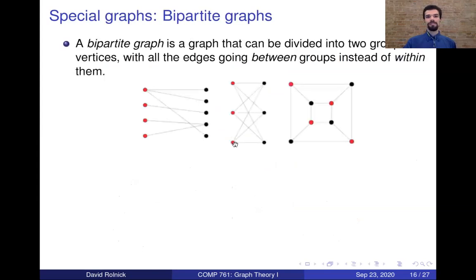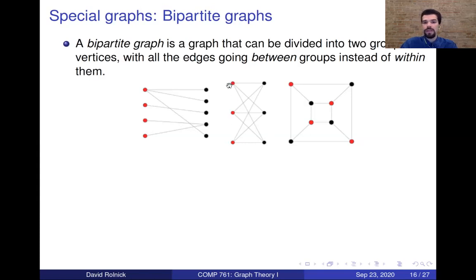Bipartite graphs. A bipartite graph is a graph that can be divided into 2 groups of vertices, with all the edges going between groups instead of within groups. So these are some examples of bipartite graphs. Often we write bipartite graphs in such a way that they're all on one side in one part and all on the other side in the other part. And sometimes you color them so that these are separate color classes. So these are all red, these are all black. These are the 2 different parts.